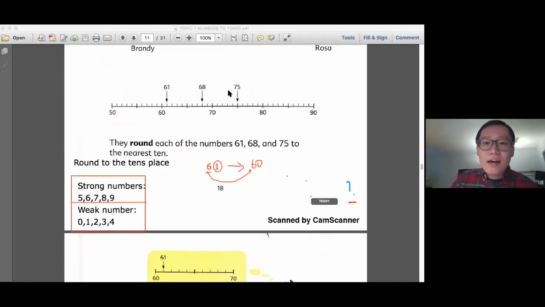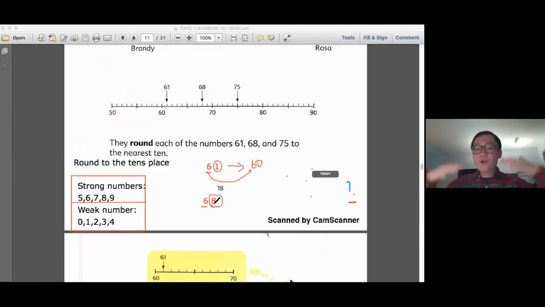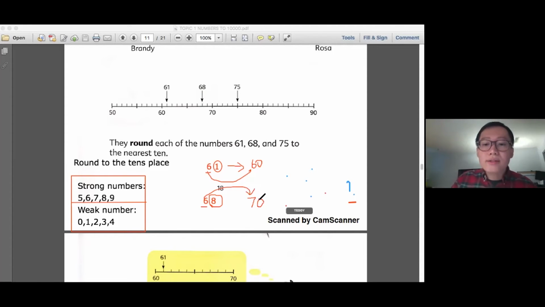Now, let's look at the next number, 68. We round it to the tens place, which means we need to look at the ones place, one number to the right. 8 is a strong number. It pushes the number up. So the 6 is going to be pushed to the next tens, 7. And the ones place will always be 0. So 68 will be rounded to 70.